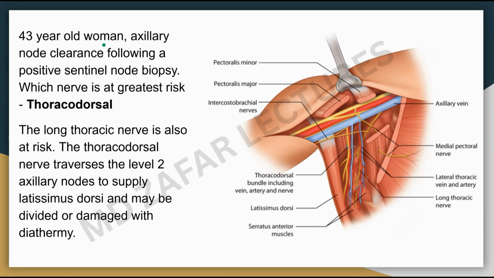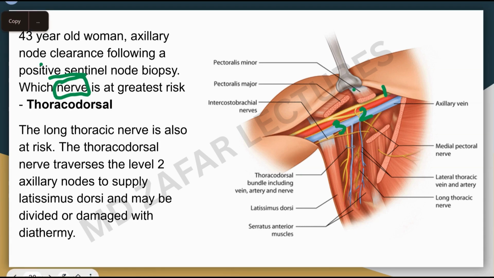So next up we have a 43-year-old woman who had her axillary node clearance following a positive sentinel node biopsy. Which nerve is at greatest risk? Now, this is the area which is very frequently tested in the exam. So here we have pectoralis minor, which is dividing the axillary artery as well as the axillary lymph nodes. Now, pectoralis minor divides axillary artery in such a way that the area which is medial is known as the first part. The area behind or beneath pec minor will be the second part, and the area ahead of pec minor will be the third part.